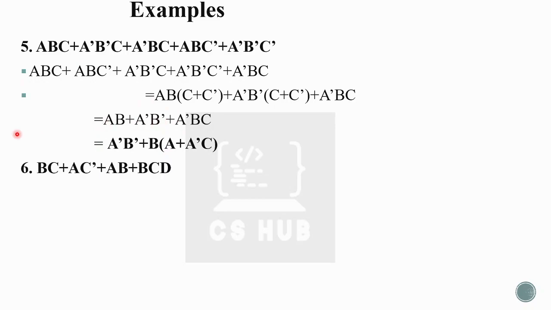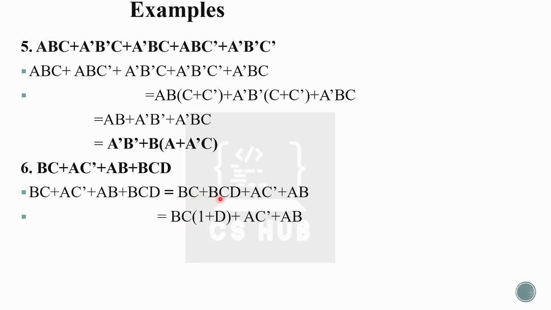Next example, BC plus AC bar plus AB plus BCD. We are going to simplify this. And here we can easily find this BC. So arrange them and take this BC outside: BC plus BCD plus AC bar plus AB. Taking BC outside, we will get 1 plus, here the balance is D. 1 plus D plus AC bar plus AB. And 1 plus D is equal to 1. So it will be BC plus AC bar plus AB.